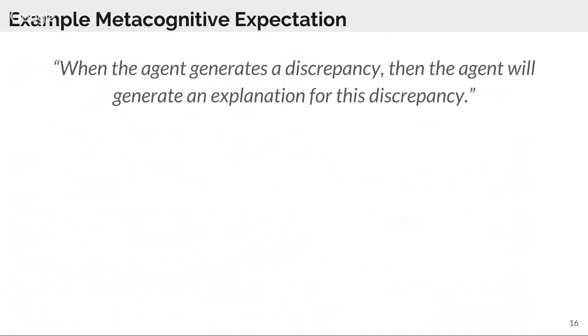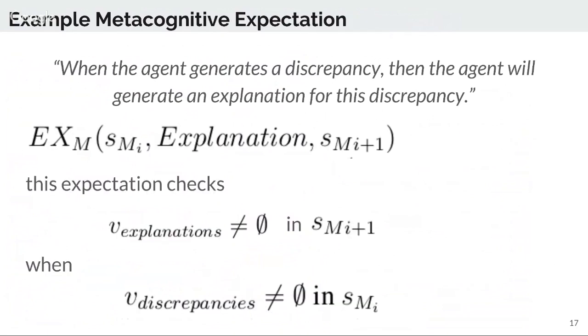Example: when the agent generates a discrepancy, then the agent will generate an explanation for this discrepancy. In other words, if something surprising happens, the agent will be able to explain it. So if an agent can't explain why something unusual happened, that might be a problem where metacognition steps in. So this is how we would define it.